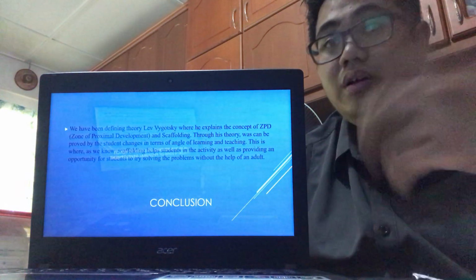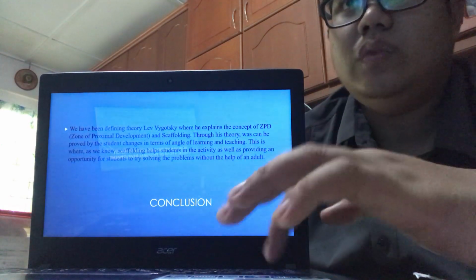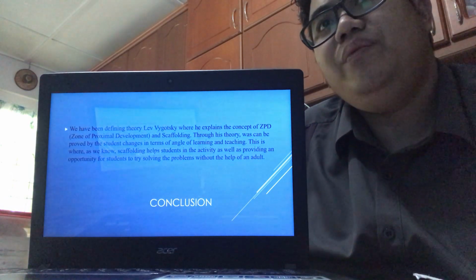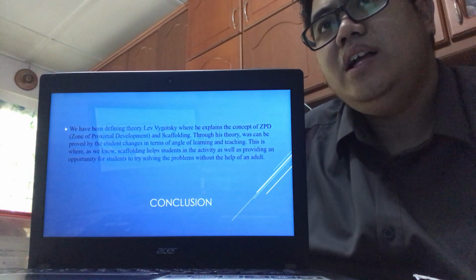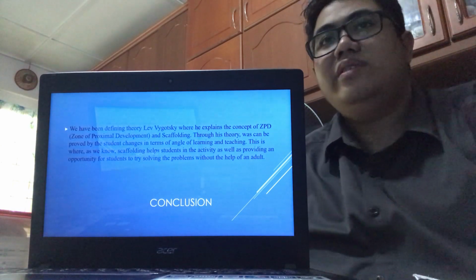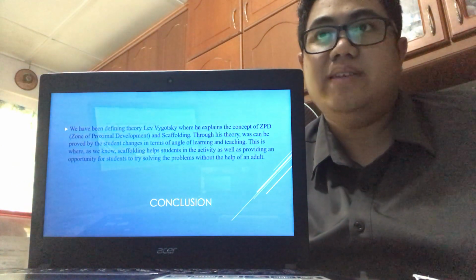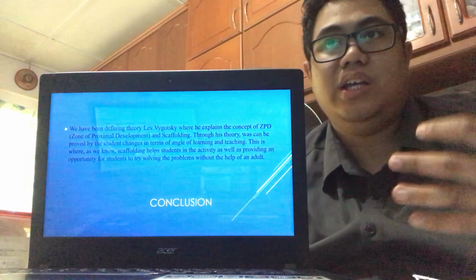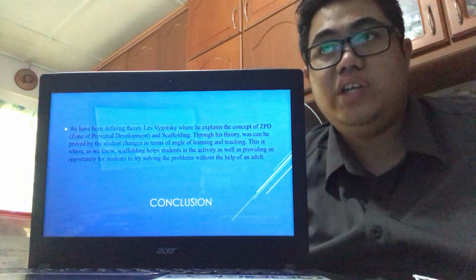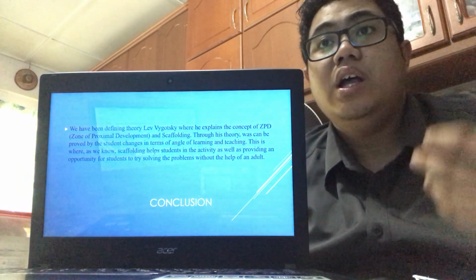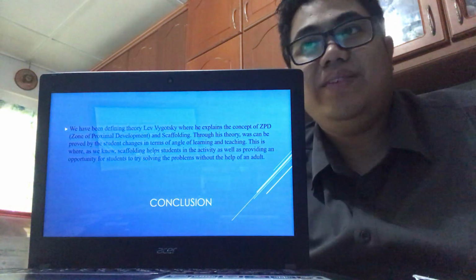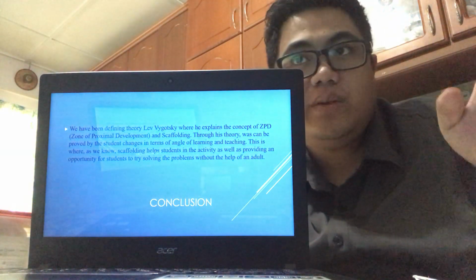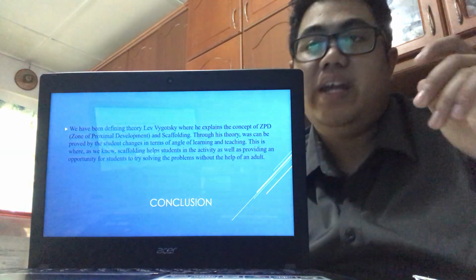So now we go to the conclusion. We have been defining the theory of Lev Vygotsky, where he explained the concepts of ZPD, zone of proximal development, and scaffolding. Through his theory, it can be shown that students change in terms of the angle of learning and teaching. As we know, scaffolding helps students in the activity, as well as providing an opportunity for students to try solving problems without the help of an adult.